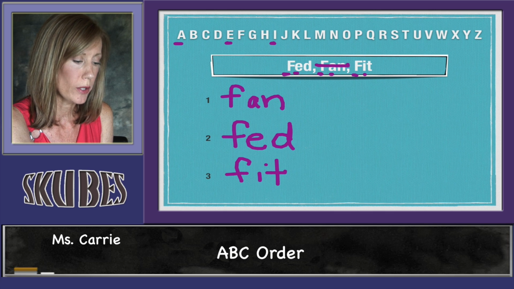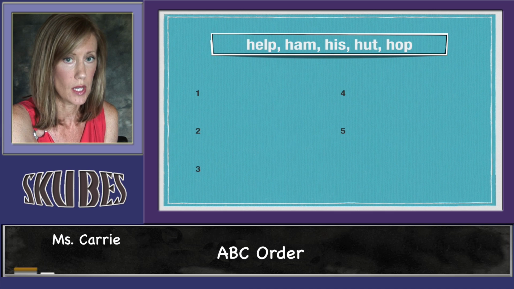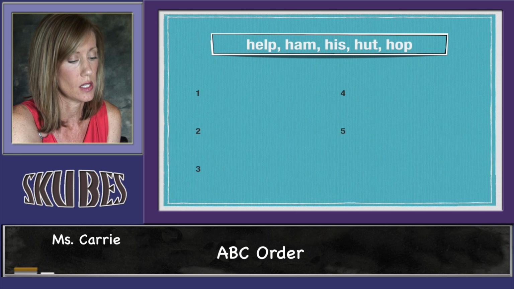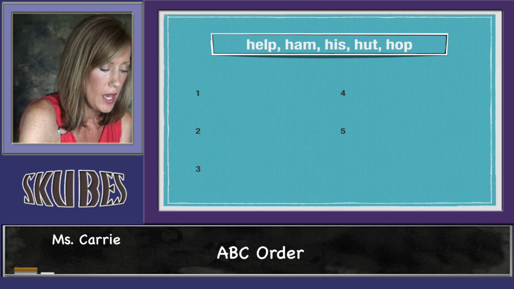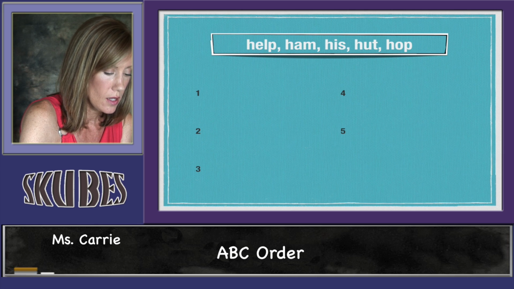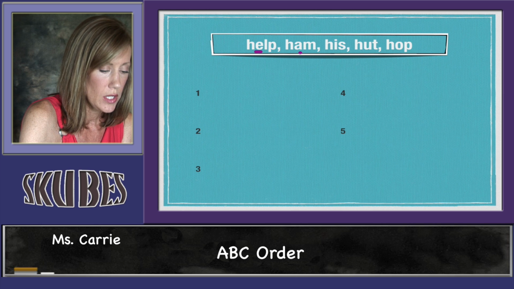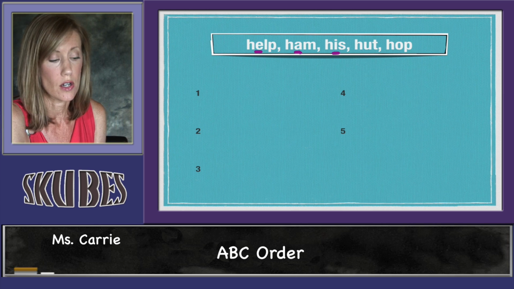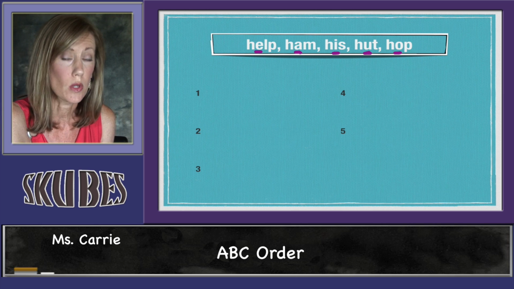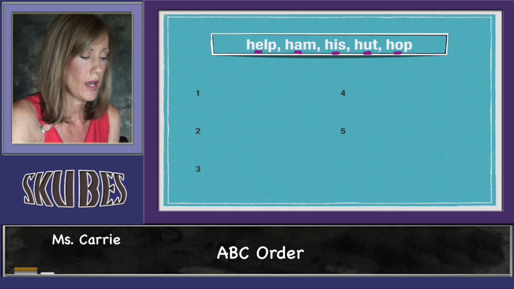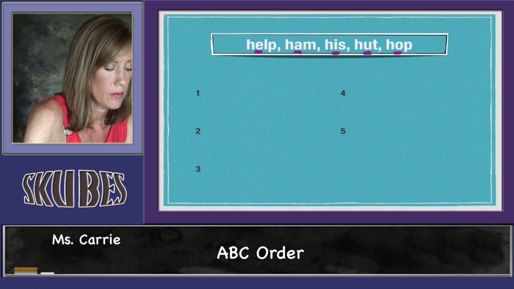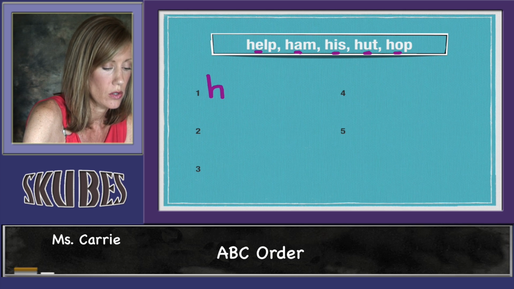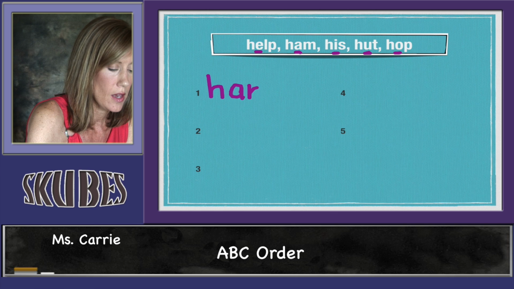Now, here's some more examples where they all start with the same letter. We have help, ham, his, hut, and hop. So they all start with H, so I'm going to underline the second letter because this is what we need to look at. And we don't have an alphabet to look at. You're not always going to, so we kind of have to visualize that in our head. So I know that A starts the beginning. That's an easy one. Ham would be first. So let's cross off ham.